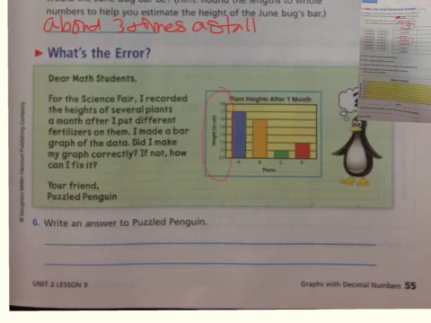I want you to take a look at that, and in the form, I want you to see if you can give me an answer. So look for the puzzled penguin question on the form, but pay attention to the intervals here, and we're going to talk a little bit more about intervals in the next segment.